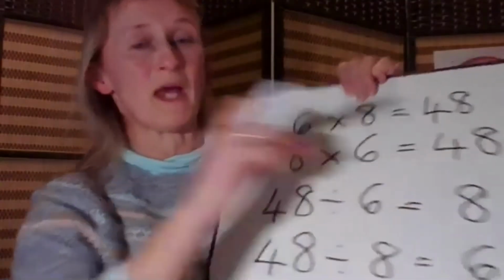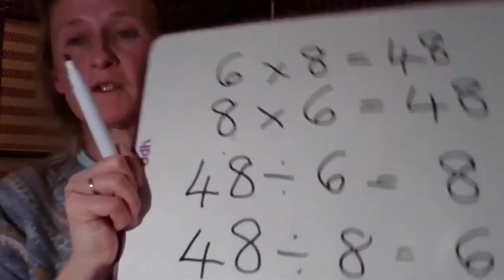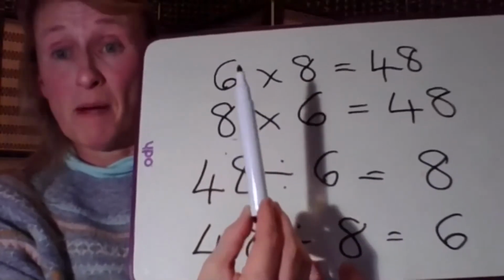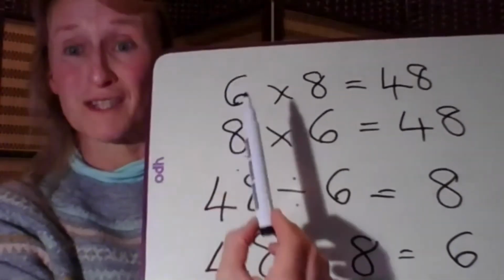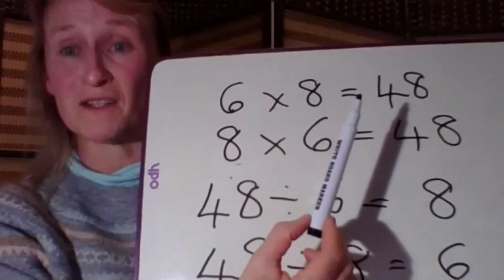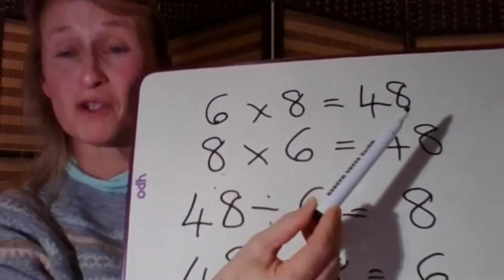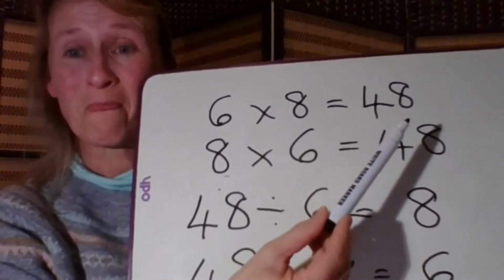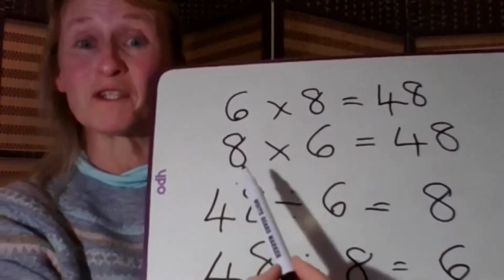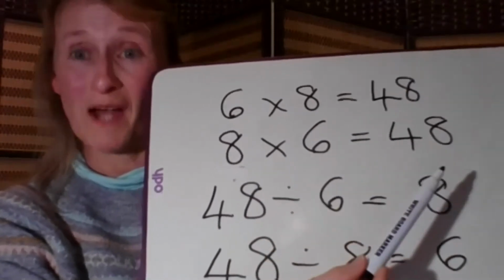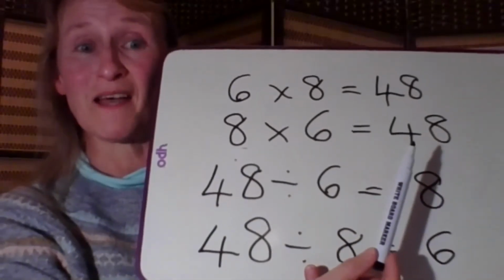Now, I'm not going to spend a long time showing you why those facts are true, because we have, in the past, got out 6 lots of 8. So we've got 6 piles of 8 counters out, and I've shown you that there's 48 there. And then we've moved them round to make 8 piles of 6 instead of 6 piles of 8. And you've counted them and found there's still 48 there.